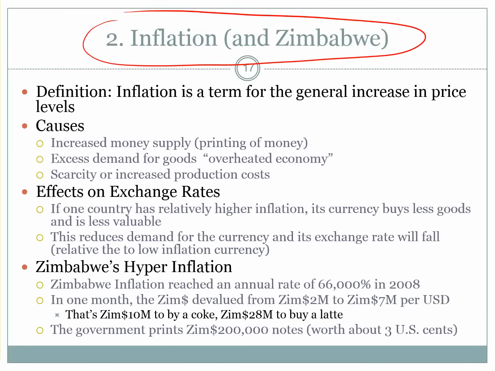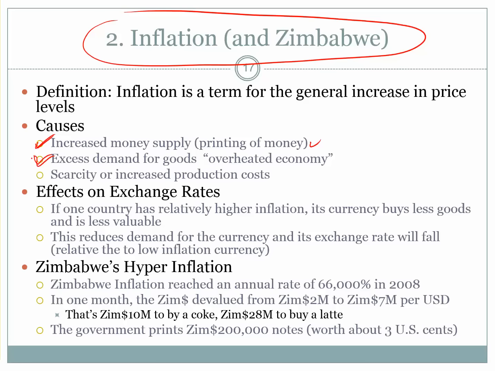A country that's having high inflation, that means the prices of its goods are increasing. Now, why would you have inflation in a country? Well, maybe it's just increased money supply, which I kind of consider on the supply side. So you have increased money supply, so more money chasing the same amount of goods. You might have excess demand for goods.